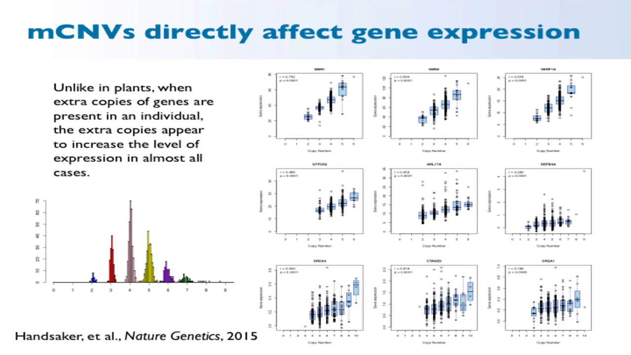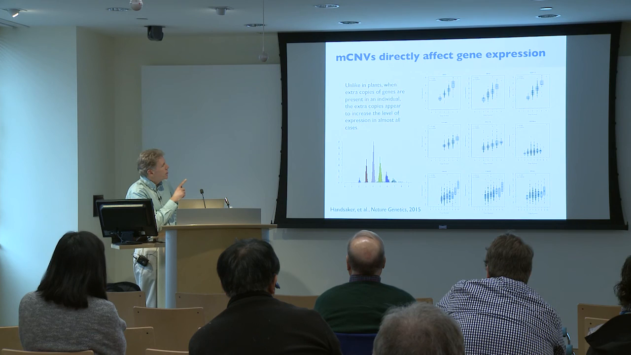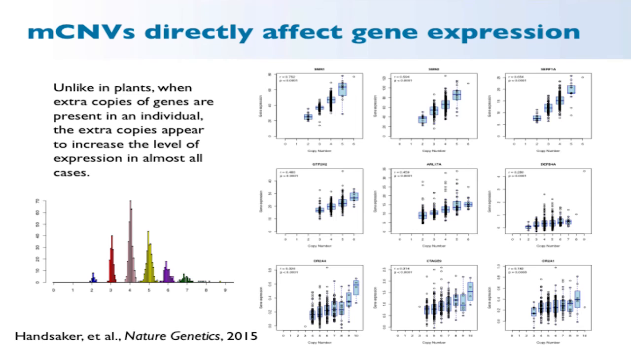So one thing we showed in our study of multi-allelic CNVs was that, unlike in plants, there's this direct relationship between copy number and gene expression. We used RNA sequencing data from GEUVADIS to look at these multi-allelic forms of copy number variation, like the example I'm showing you on the left to remind you.